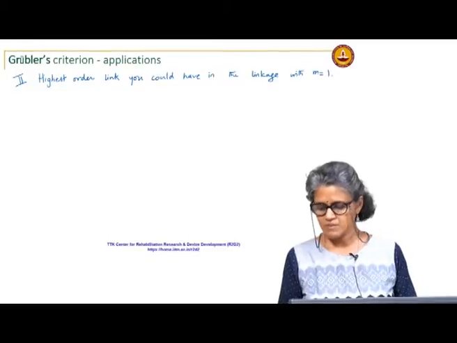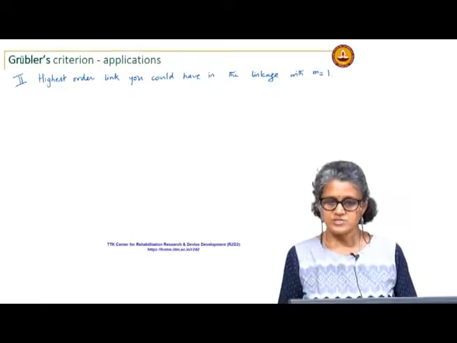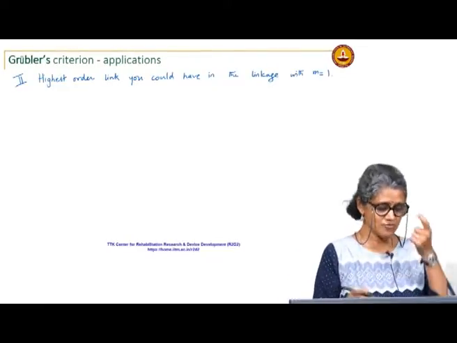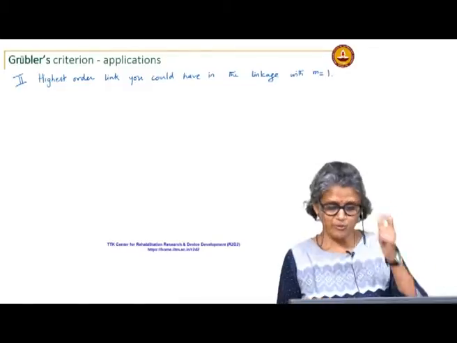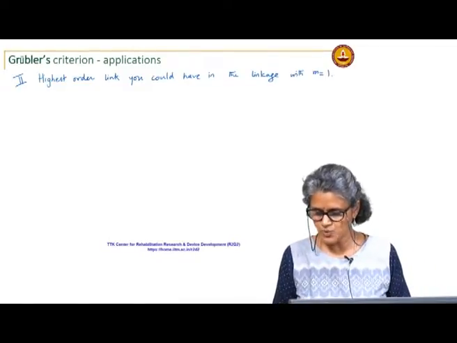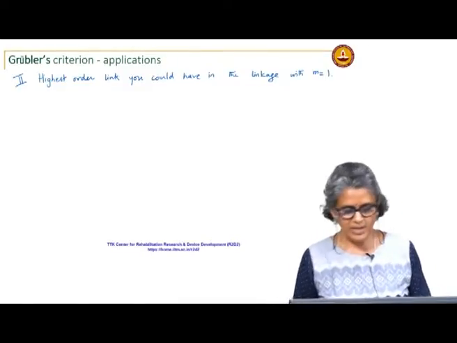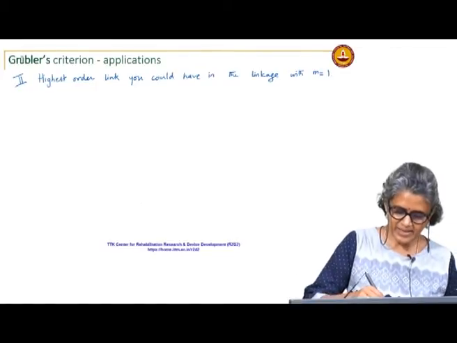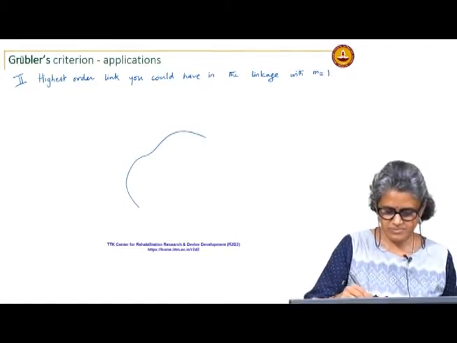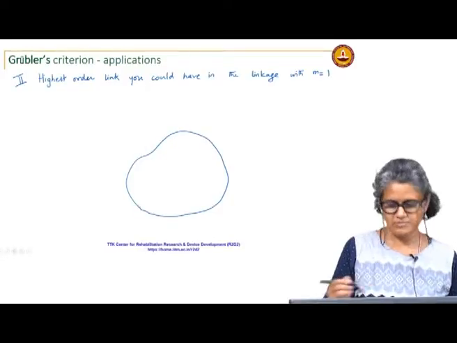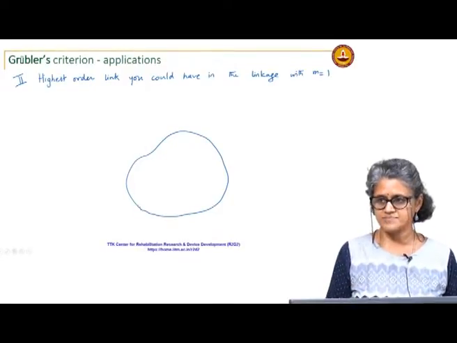M equal to 1. So, let us look at it from the, we will approach this problem indirectly. So, what we will say is, okay, I have a link with I nodes.